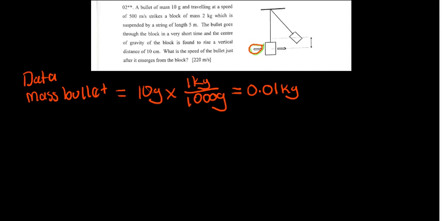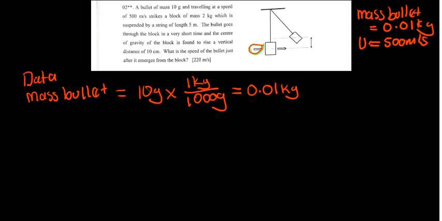So we can put that the mass of the bullet is 0.01 kg. Then the speed, what's the speed? The speed is 500 meters per second. So the initial speed, we can say it is 500 meters per second.